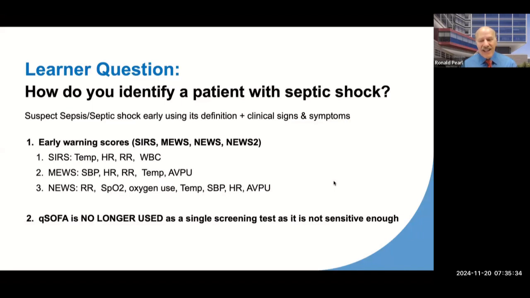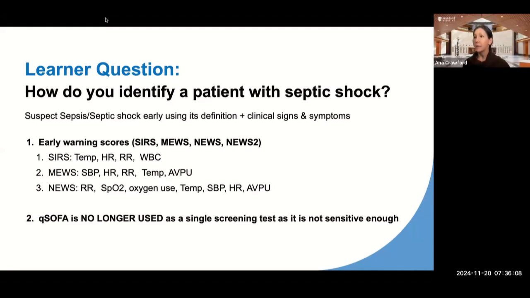But it has not proven to be very useful in the emergency room or in the ICU, and is no longer recommended because it's got really a poor specificity and poor sensitivity, and thus we no longer are using it. Instead, these somewhat more complicated systems are much more accurate for letting us know what is going on.